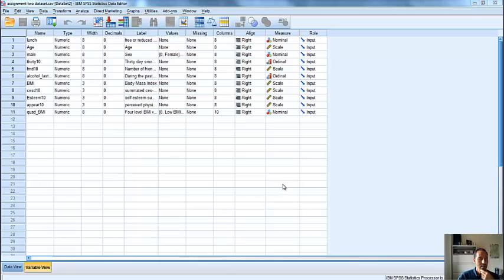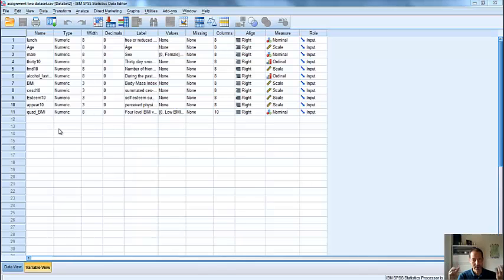So here we are in our data set for the second assignment, right? And in this case, we're going to go ahead and run a one-way ANOVA and then a two-way ANOVA. Okay, so let's start with the one-way ANOVA. So we know with an ANOVA we need at least 3 levels to our independent variable.